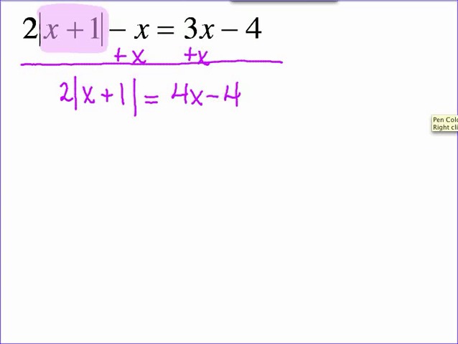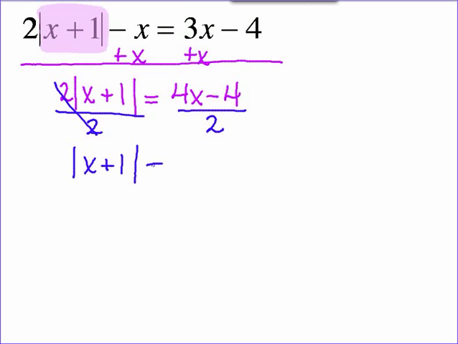Now once again I need to get the absolute value all by itself before I can even start solving. So what do you need to do now? Divide by 2. So I'm going to divide each of those by 2. On the left, those cancel. Leaves me with the absolute value of x plus 1. On the right, what is 4x divided by 2? 2x. What is 4 divided by 2? 2. So notice how you have to divide each individual term by 2. How do you get rid of the absolute value now? Plus or minus. So x plus 1 equals plus or minus 2x minus 2.